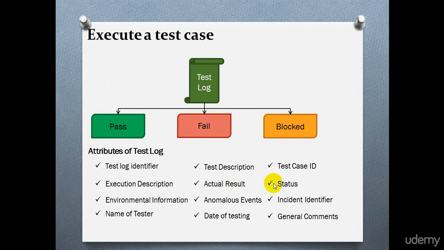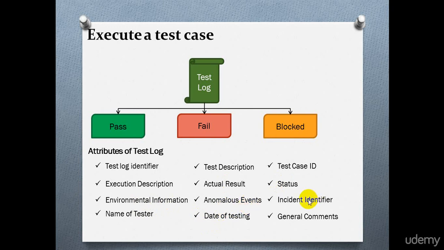And the status, this is the status of the test case. Pass and fail is a status of the test case. Environmental information, this is specific to the test case under execution. Which environment testing is happening. And events that resulted in the incomplete execution of a test case.